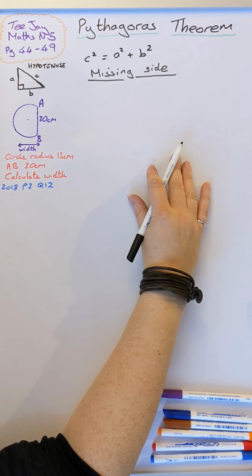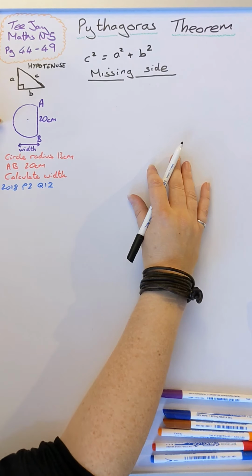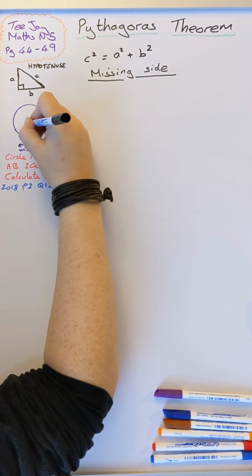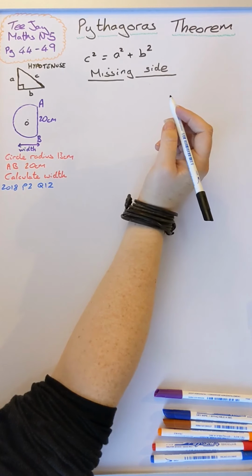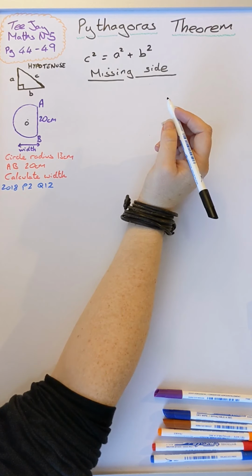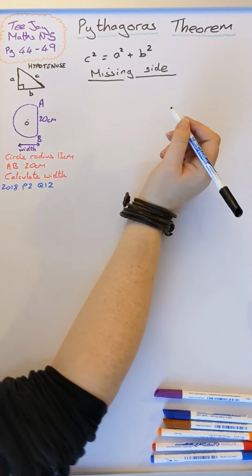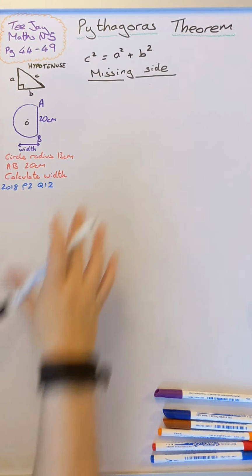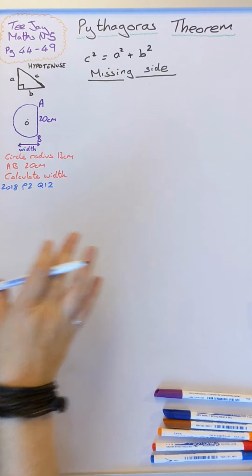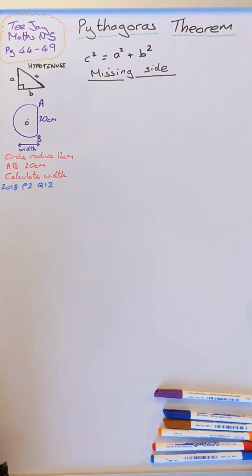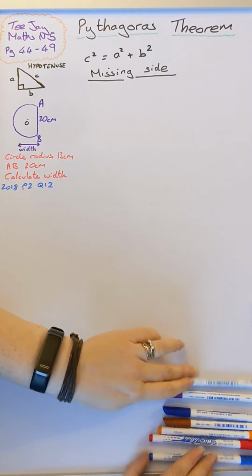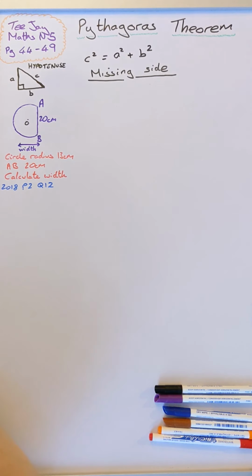Let me get the wording up. The shape below is part of a circle, centre O. The circle has radius 13 centimetres, AB is a chord of length 20 centimetres, and we're asked to calculate the width of the shape. Now when we cover circles, I'll explain what all that is. You may know some of it already, but I just want to quickly show you what's going to happen.